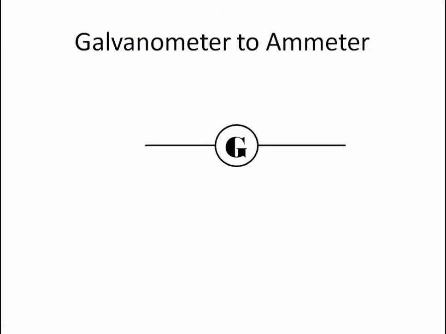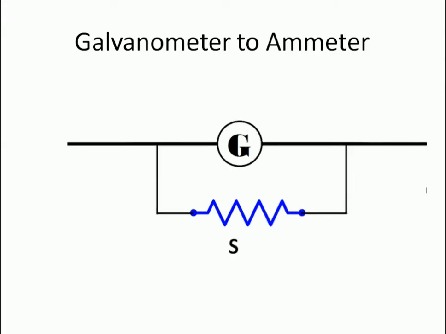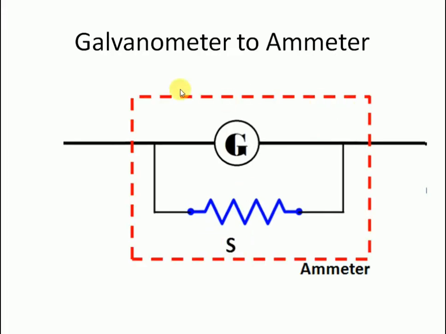So we have a galvanometer, we connect a shunt parallel to the galvanometer, and I'll give the name S to that shunt, and now this part is the ammeter. When I send the current I, Ig will go through the galvanometer. Ig means the current which shows the full deflection in the galvanometer, that is the maximum permissible current through the galvanometer, and the remaining part of the current, that is I minus Ig, will go through the shunt.